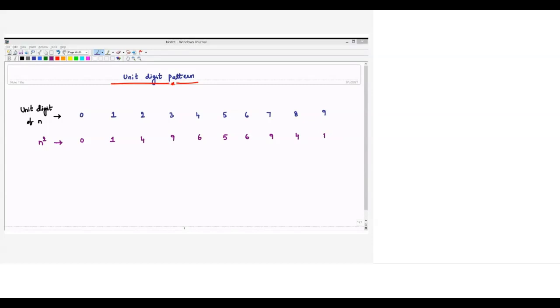If you look closely at which digits are missing, what are the numbers which are missing? 2, 3, 7, 8. So if you look, 2, 3, 7, 8 are missing. Therefore, you can say a square number never ends with 2, 3, 7, 8. A perfect square never ends with 2, 3, 7, 8.